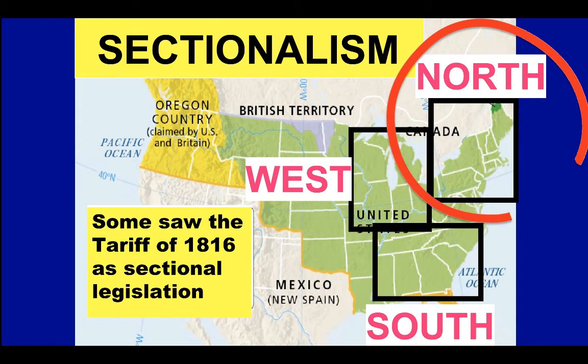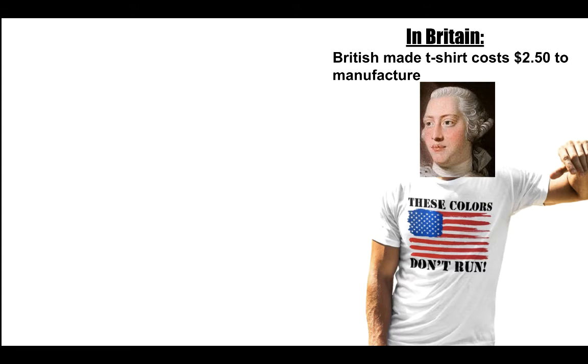There was a concern that some of the policies of the American System would benefit industry over agriculture. People outside the North felt like the tariff was going to hurt them. Here's how. Let's just say the cost for a factory in Britain to manufacture a t-shirt was $2.50.